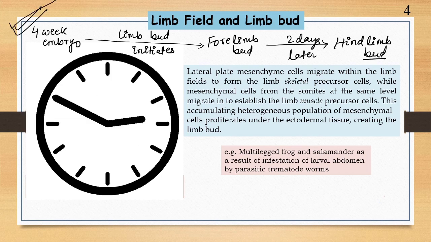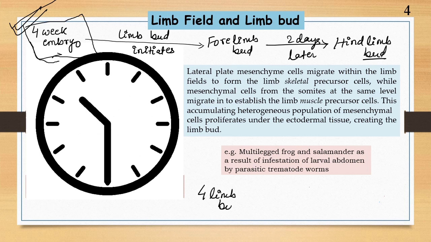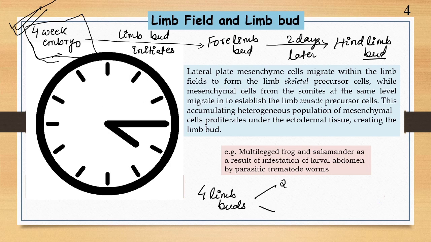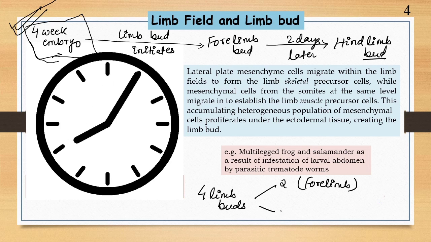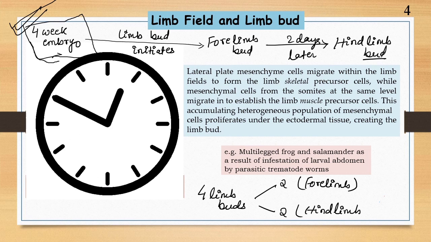So in a 4-week embryo, limb bud formation initiates. First the forelimb bud is formed, then after 2 days the hind limb bud initiates. There are overall 4 limb buds in a tetrapod embryo. 2 limb buds are for forelimb and another 2 limb buds are for hind limb development. So this is all about limb field and limb bud.